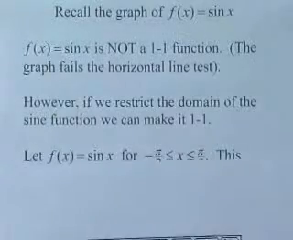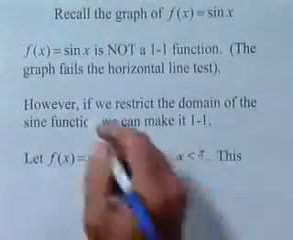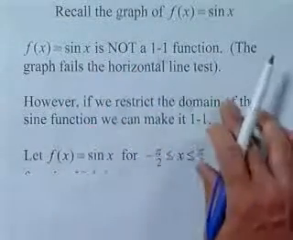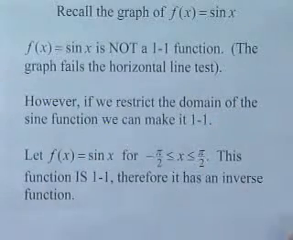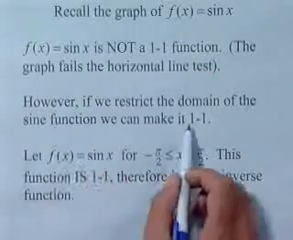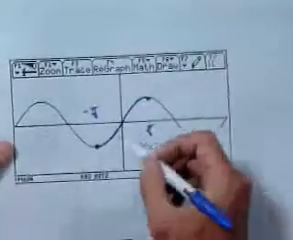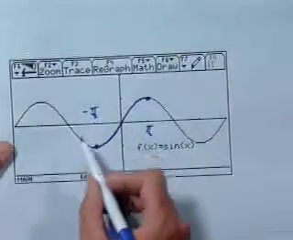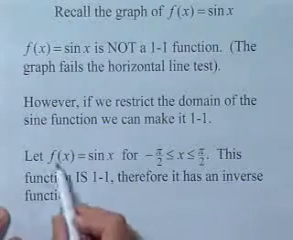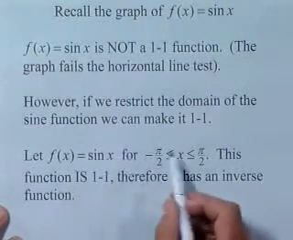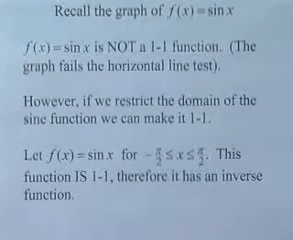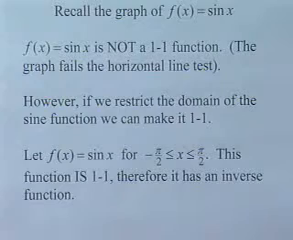So, let me read this to you. Obviously, sine x is not a one-to-one function because the graph fails the horizontal line test. However, if we restrict the domain of the function, we can make it a one-to-one function. And that's what I did. I'm only going to talk about this little portion, and that little portion certainly does pass the horizontal line test. So, let f of x equal sine x for x in between minus pi halves and pi halves. This function is a one-to-one function, and therefore it has an inverse.